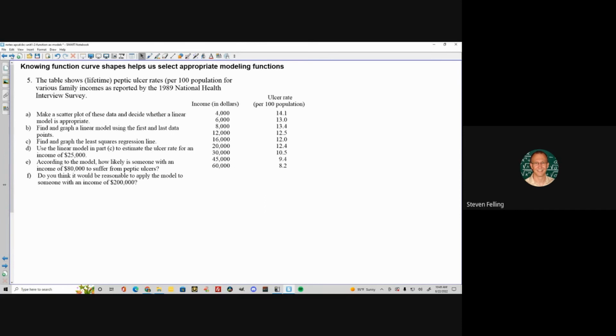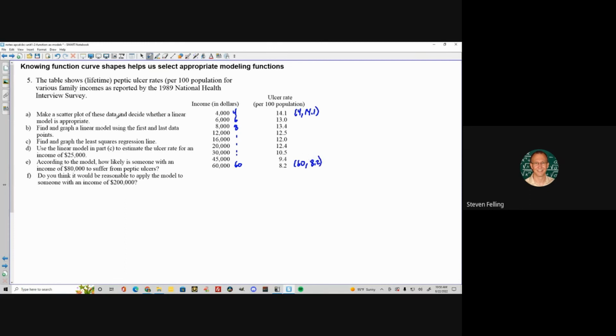Okay, for this last problem in the notes, we're going to do various things to try to fit a line to a set of data. We don't do this frequently in the class, but it does come up here and there. Let's say we had income in dollars and we had the ulcer rates per 100 people. This is really old data, so the income numbers are really low. To make the numbers a little more manageable, I'm going to write the income in thousands of dollars. So 4, 6, 8, up to 60 here, which means we have data points like this first data point, where x is 4 and y is 14.1, and this last data point, 60 for x and 8.2 for y.